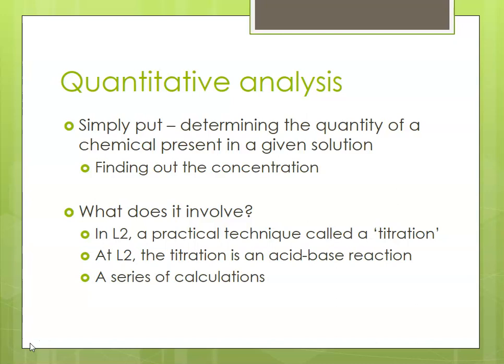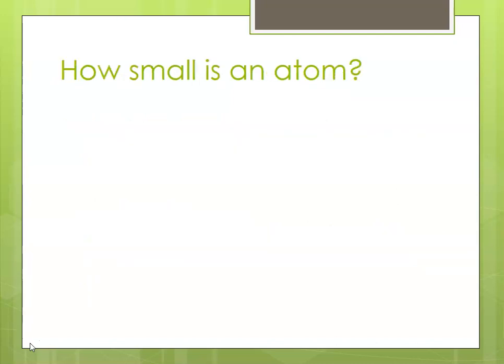Okay, so first off, quantitative analysis is simply determining the quantity of a substance present in a solution. In level 2, that involves a practical technique called a titration, which is probably going to be an acid-base reaction, although it doesn't actually have to be. And it will also involve a series of calculations to work out some information. Now, to start with this, we really need to think about atoms.